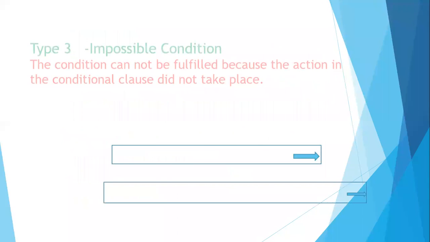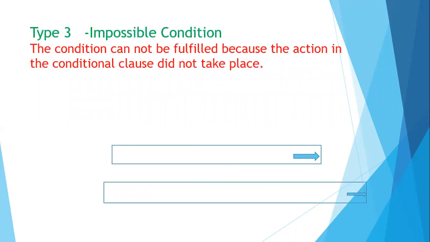Let's look at the type 3 conditional clauses. Type 3 usually talks about impossible condition. Will you please read the note? The condition cannot be fulfilled because the action in the conditional clause did not take place. Okay, let's look at an example.